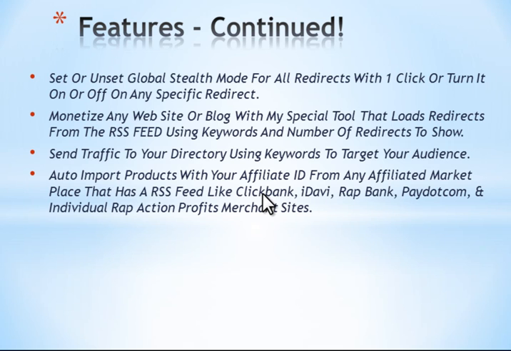It's very simple to do. Import, you're done. Davi is a great marketplace. Once you have signed up with them, they have all the tools there for you. You just grab the URL and paste it into the RSS feed, and you're done. It's really simple. Wrap Bank as well. Pay.com, you have to use a third-party service, but you can use individual Wrap Action Profit merchant sites, and I'll show you an example of that. This is really simple as well.